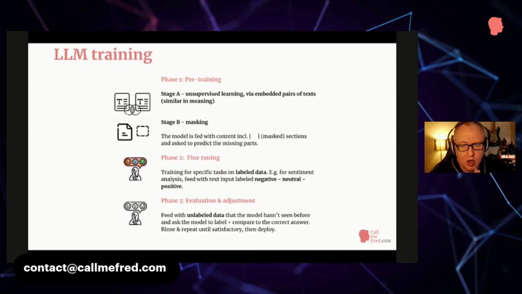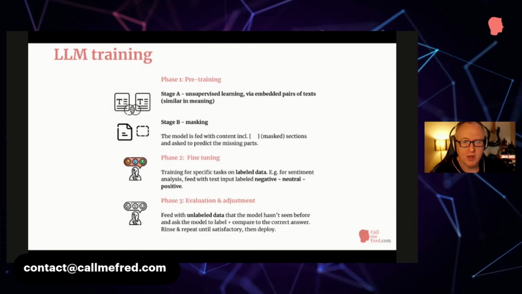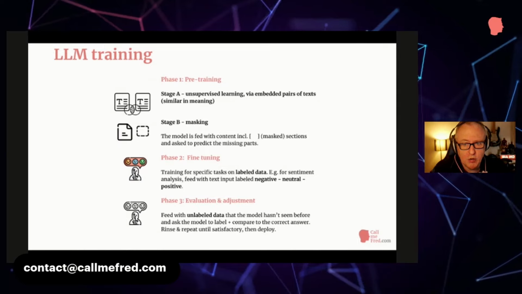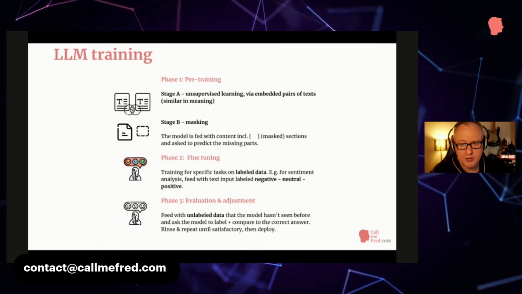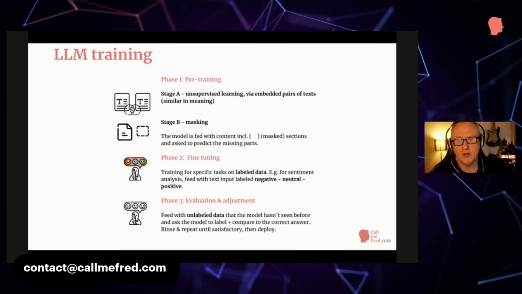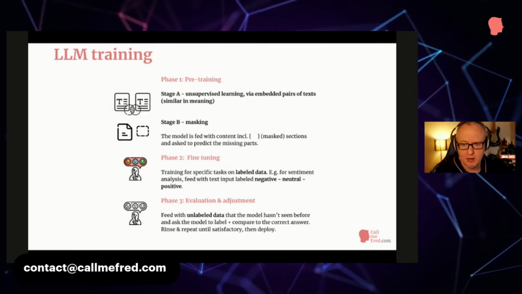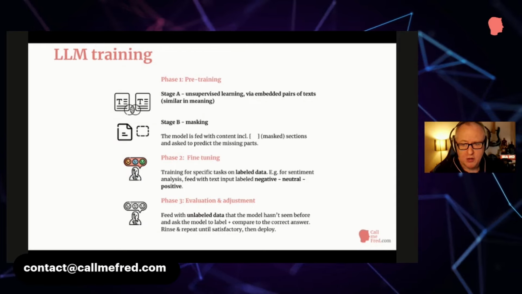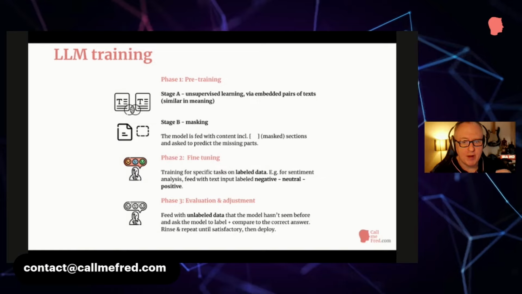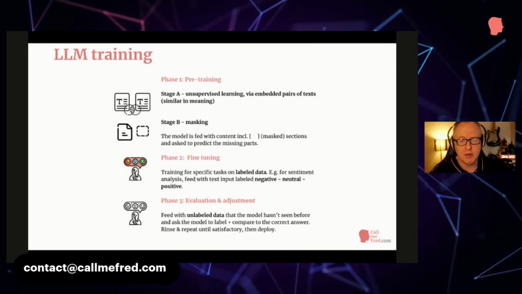This requires a lot of data preparation via some old school NLP models and also human annotations. There are now also some open source data sets of pairs like paraphrase adversaries from word scramblings, Microsoft Research Paraphrase Corpus, Quora question pairs, etc. The second stage of the first phase is called masking. The model is fed with content including blanks, masked sections, and it is asked to predict the missing parts.